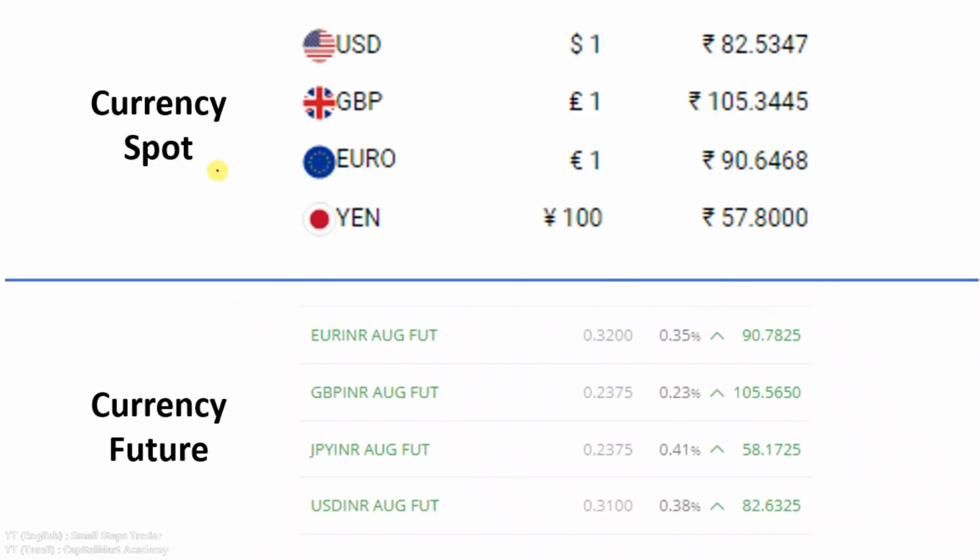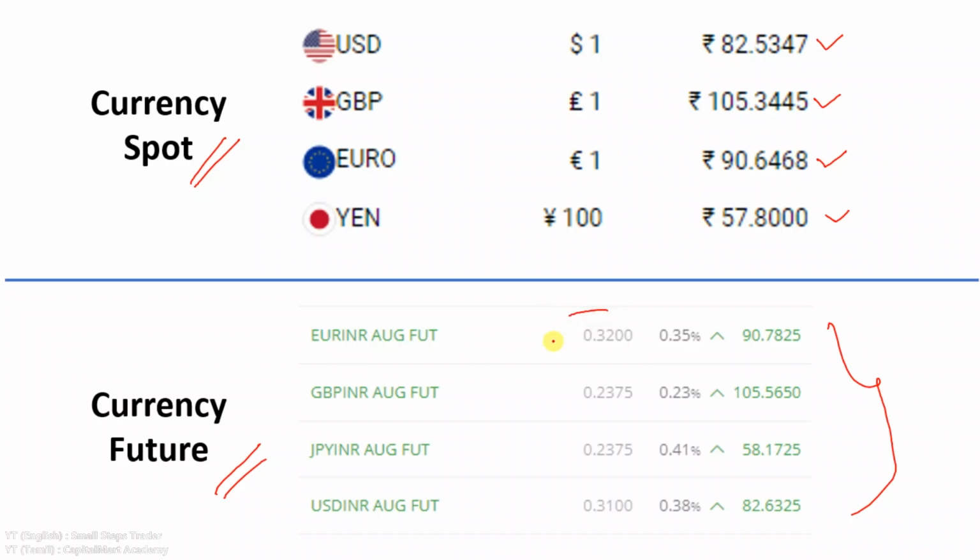First we start with the currency spot rate, which is the RBI reference rate. According to the RBI reference rate, today USD INR is 82 rupees 53 paise, GBP 105.34, Euro 90 rupees 64 paise, and Yen 57 rupees 80 paise. So this is about the spot rate, and now the currency futures.